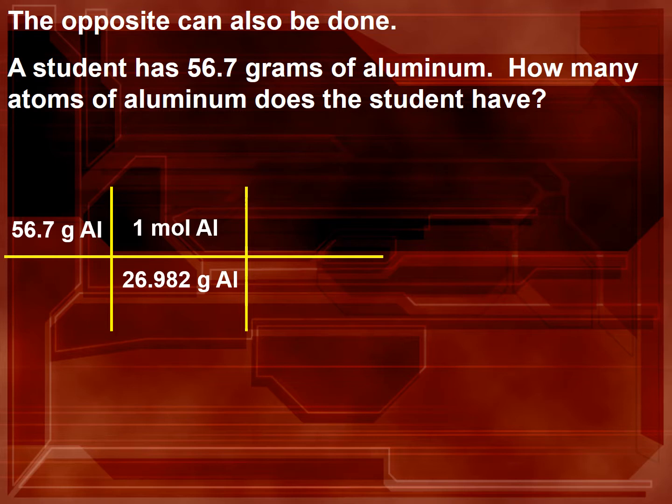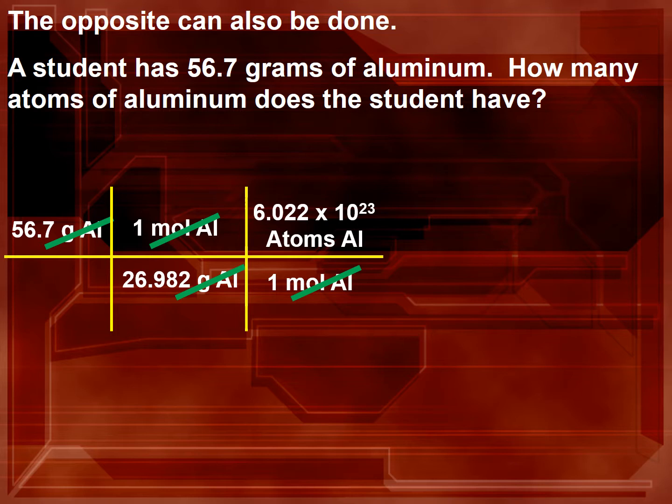Now we've got moles, we need to convert those into atoms. And we know Avogadro's number says that 1 mole of anything, including aluminum, is going to be equal to 6.022 times 10 to the 23rd atoms of aluminum. Now we have several things that cancel. Grams of aluminum cancels with grams of aluminum on the bottom. Moles of aluminum on top cancels with moles of aluminum on bottom. And it leaves us with just atoms of aluminum.